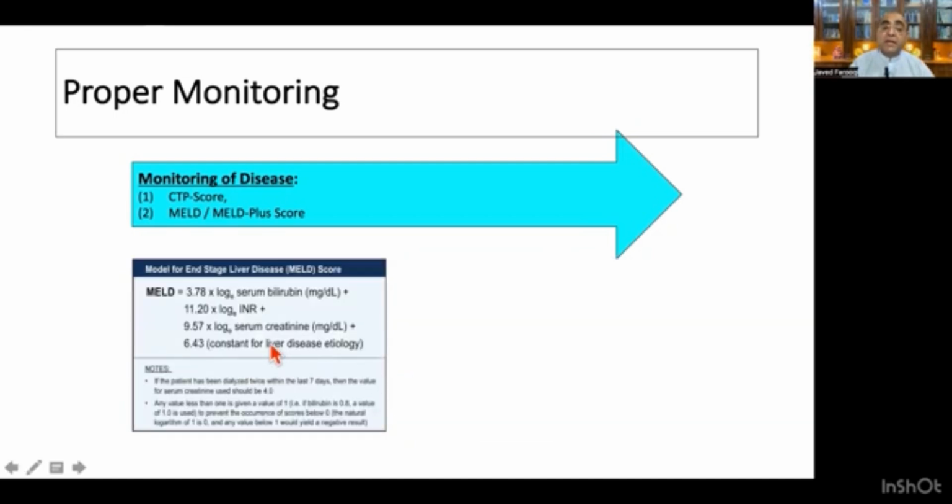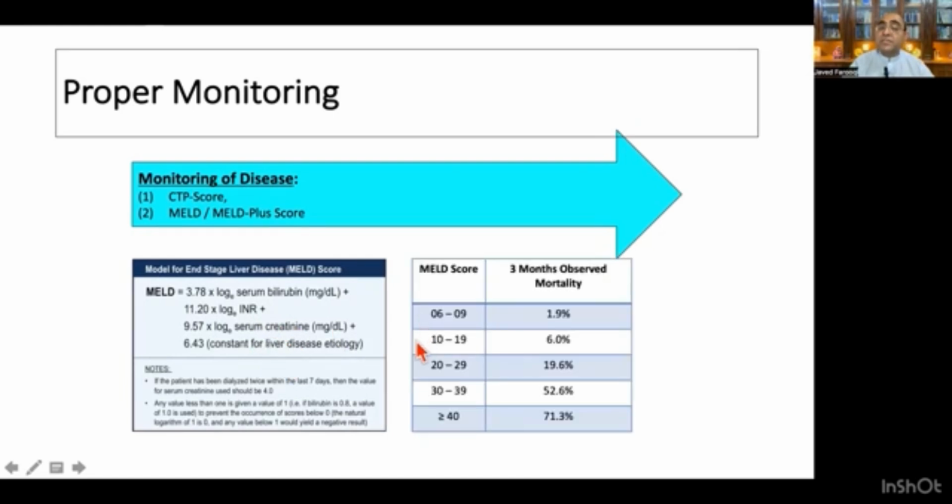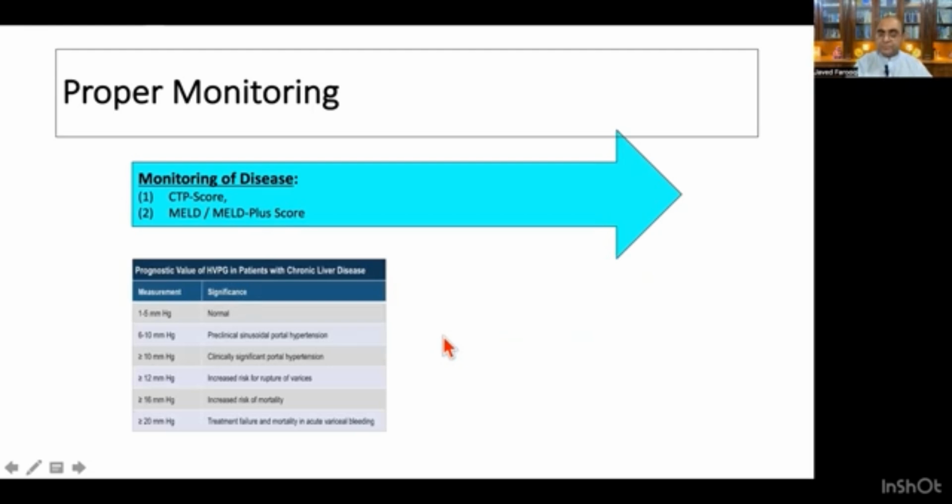And then the MELD score, and it's not very difficult. Just on your smartphone, you calculate the score and see what the MELD score is, and depending upon the MELD score, you predict the 3 months mortality. Lower the MELD score, better is the outcome in these patients.